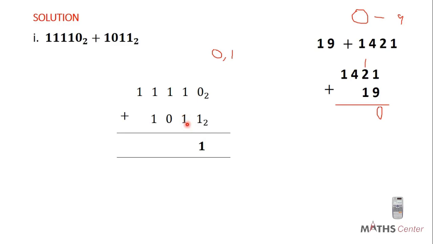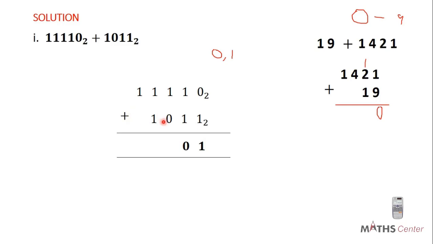To find 2 in base 2, we will divide 2 by 2. 2 divided by 2 will give us 1 remainder 0. So we write the remainder 0 here and then carry 1 forward to this side. When we carry 1 forward to this side, we will have 1 plus 1. 1 plus 1 will give us 2. So here is now 2.